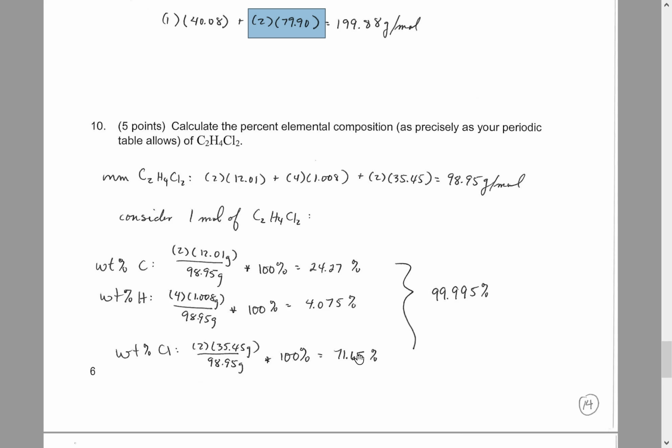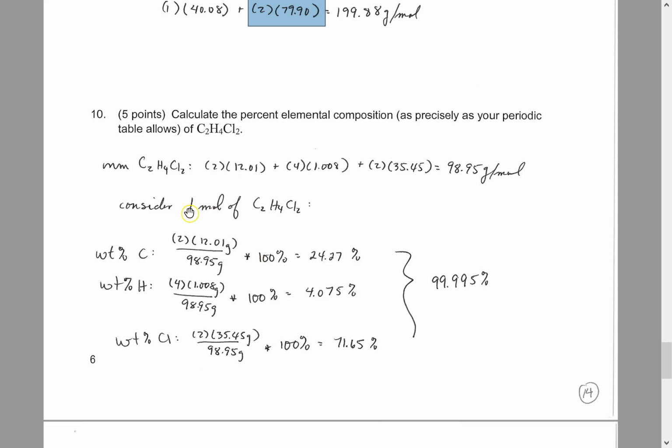The next one, you were to come up with the percent elemental composition. Basically the weight percent brought by carbon, the weight percent brought by hydrogen, and the weight percent brought by chlorine. And in general, good job for making sure you show me all your work. If we knock out the molar mass of C2H4Cl2, it looks like this. The molar mass for the whole compound is 98.95 grams per mole.